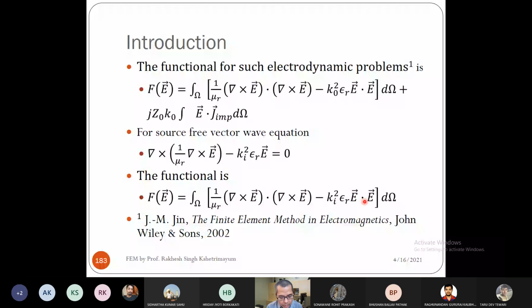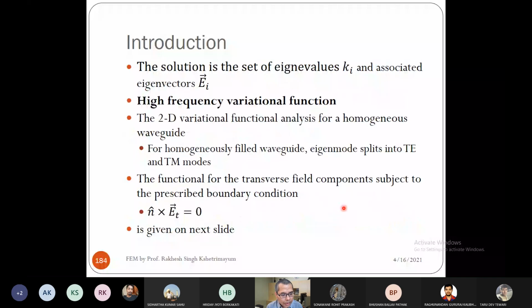And this is what we actually want to find. One thing to note here is that we are still considering everything in vector form. The wave equation is vector, and the functional is also vector, so it is a vector-based functional, based on the vector wave equation we have here. So let us try to analyze further by taking one particular example.